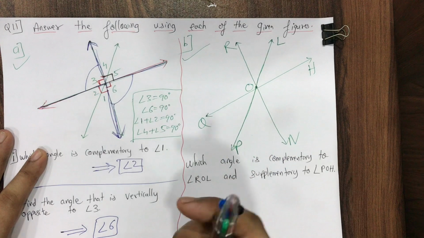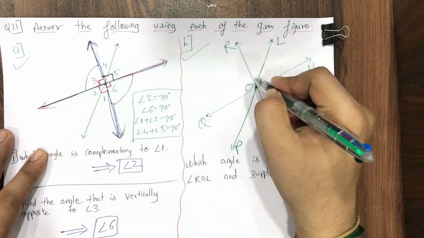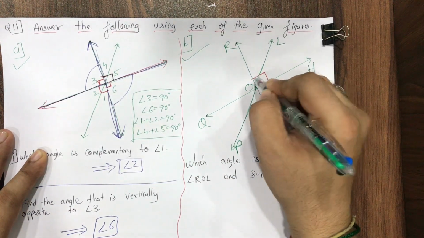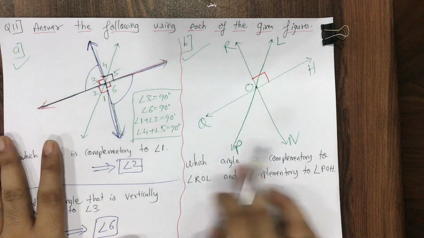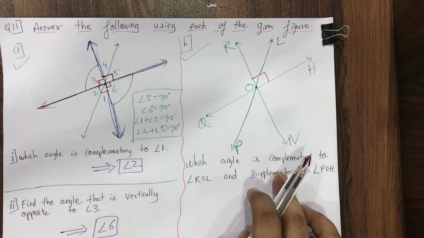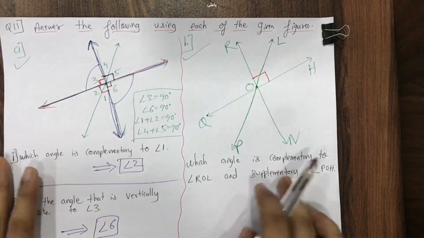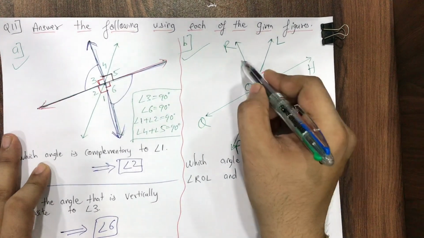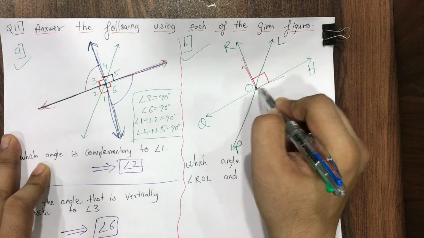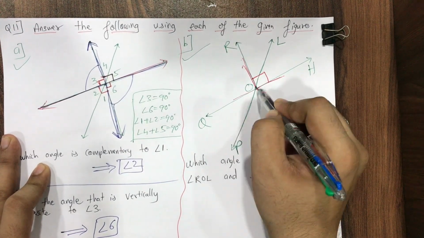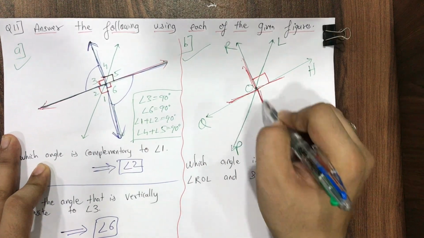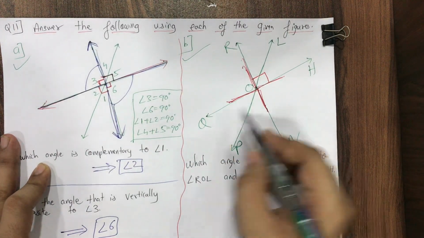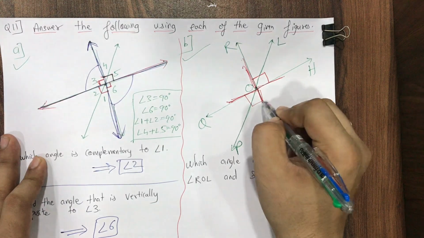Okay, and please pay attention here. It's mentioned over here that this is 90 degree. Now students, pay attention before starting with the question. I am not reading anything over here. Can I say like this, that the vertically opposite of ROH is this part? ROH's vertically opposite is QON, and vertically opposite angles are equal, so this also becomes 90 degree.